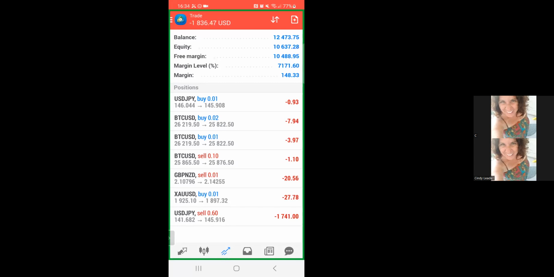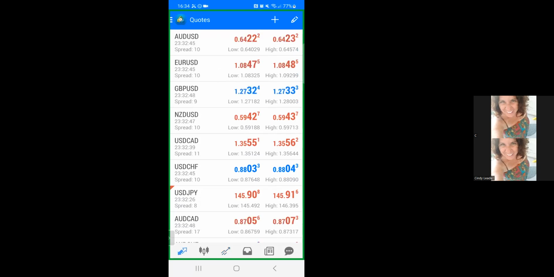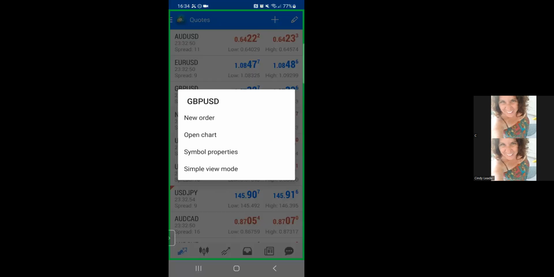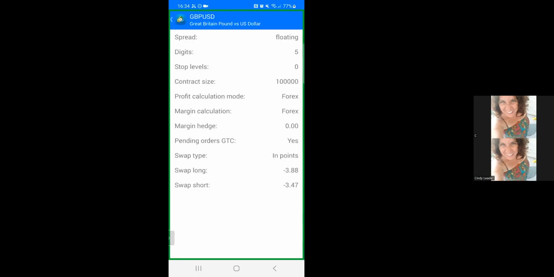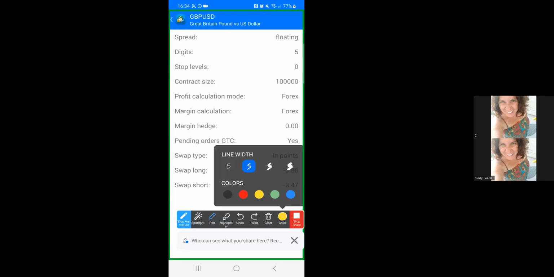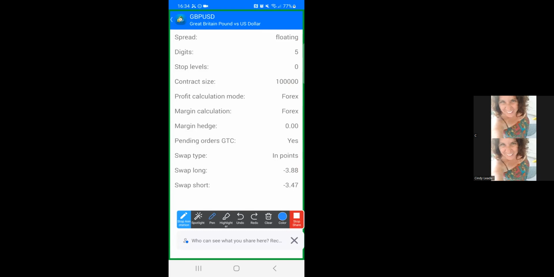If you go back to the trading screen and you press on any pair, let's go into GBP USD. It's the third one down. If you tap that and you go to the third one down and look at symbol properties, this is the area that's going to give you the contract size. So fourth one down, there's a delay here. Fourth one down is the contract size. And you can see that it is 100,000. Forex pairs have 100,000 contract size.